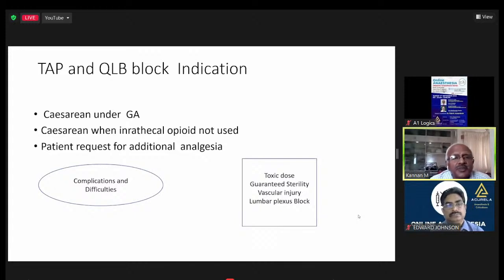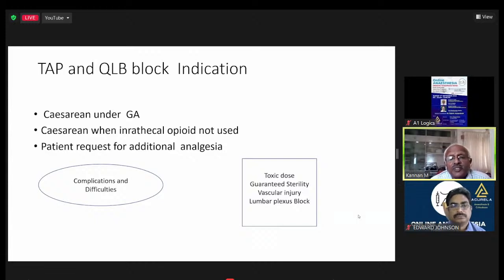So what are all the indications for this muscle plane block? It will be for Cesarean section done under GA, in Cesarean when intrathecal opioids are not used, and sometimes some patients will request additional analgesia in the first or second postoperative day. In those cases, we can use these blocks. Then coming to the complications.